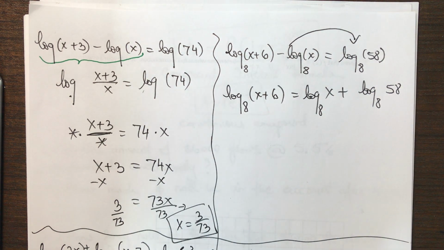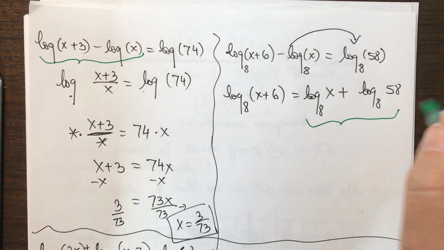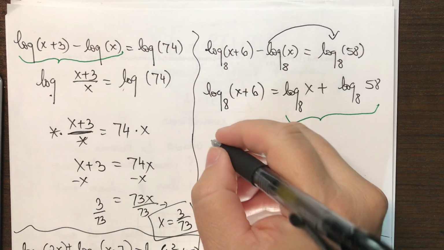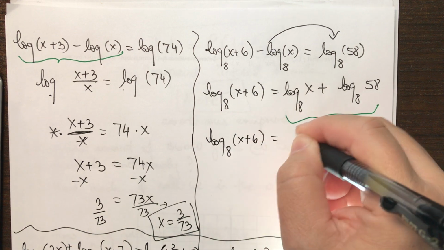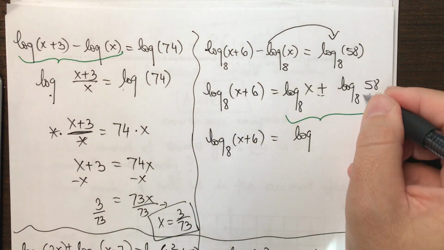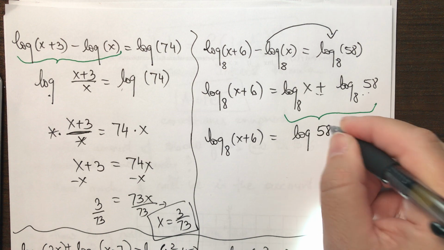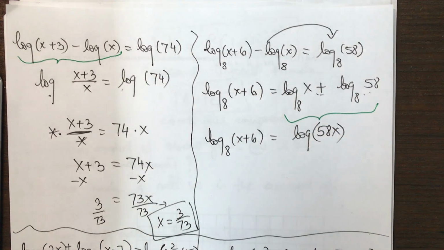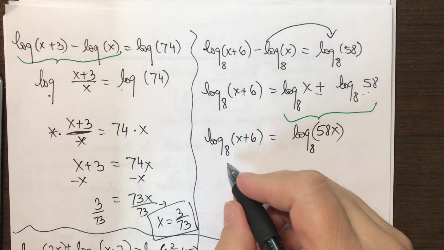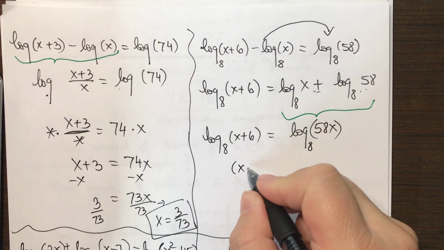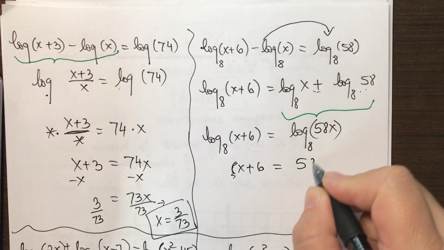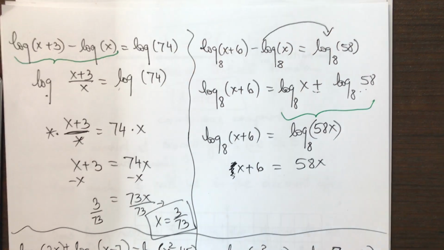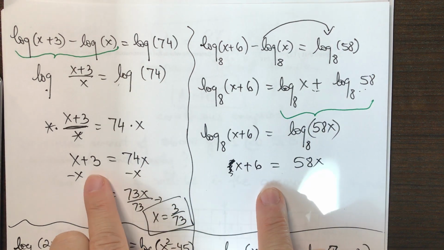Okay. And what if it becomes a positive? Well, the sum of two logs turns into one log of the product between. So I'm going to get 58 times x. And now, again, of course, with base 8, right? Keep the base. And now, because the bases are the same, I don't need the parentheses anymore, I can simply make the insides equal to each other, which is the same thing we got here, right?